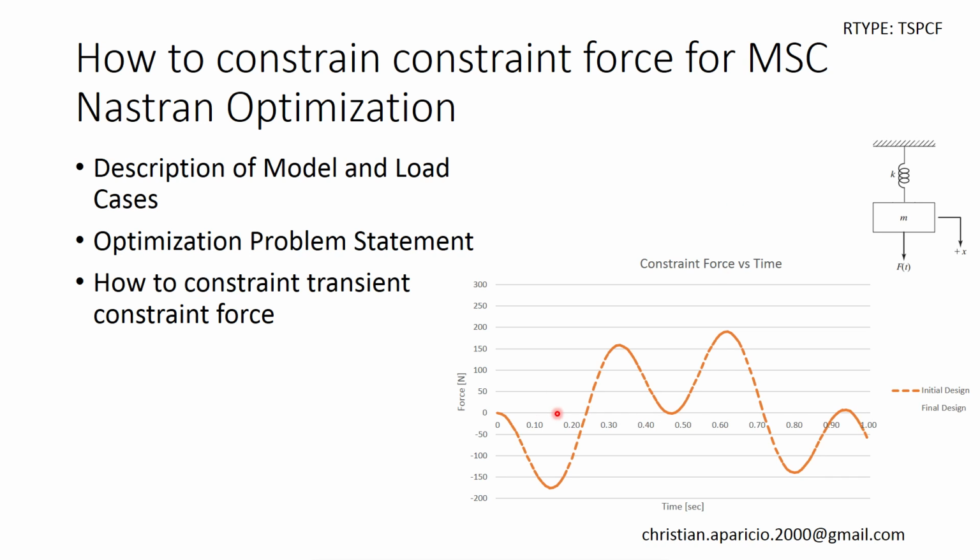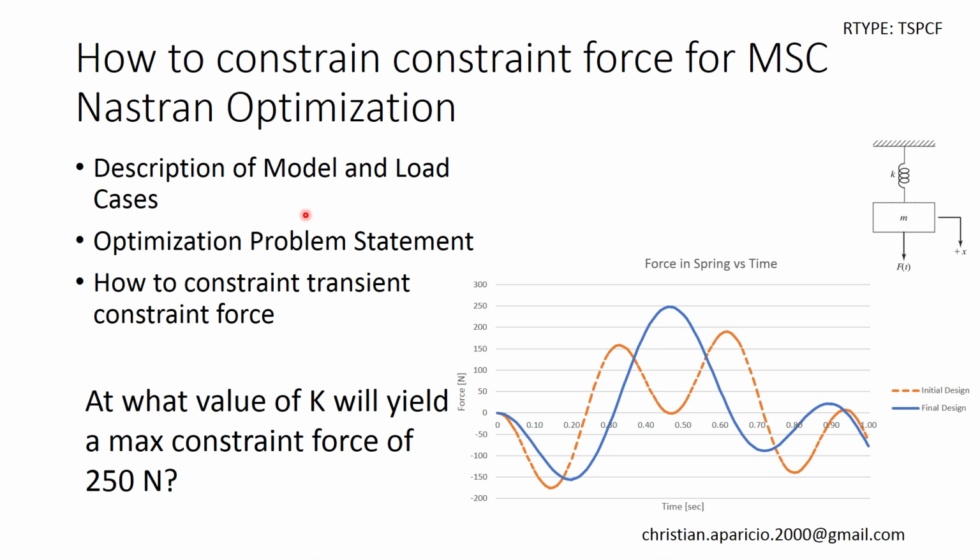Here on this plot, I have a time history of the force on the support. You can see that our minimum constraint force, if you will, is approximately 175 newtons. And our maximum constraint force is about 200 newtons.